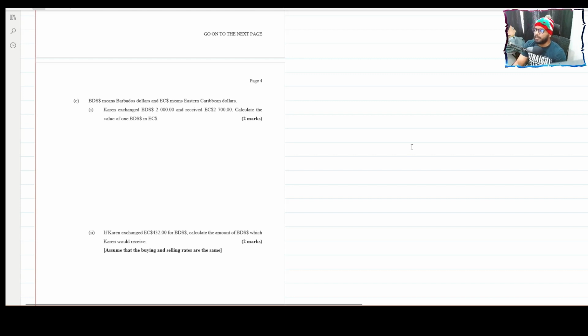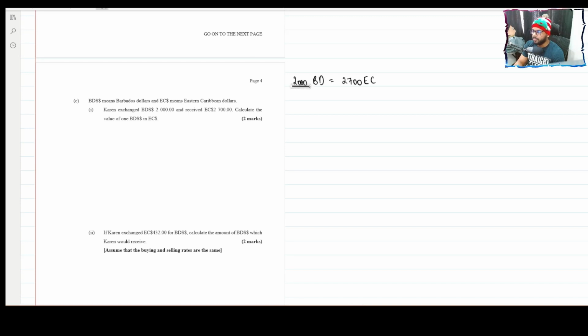BDS dollars mean Barbados dollars and EC dollars mean Eastern Caribbean dollars. Karen exchanged 2,000 and received 2,700 EC. Calculate the value of 1 BD. All right. So you could create an equation here and say that 2,000 Barbados dollars is 2,700 Eastern Caribbean dollars. I want the value of 1 Barbados dollar, so I'll have to divide both sides by 2,000 to get 1 Barbados dollar on the left.